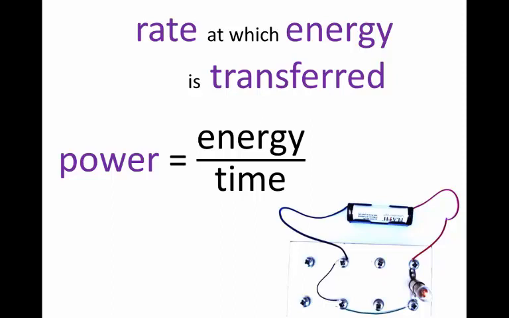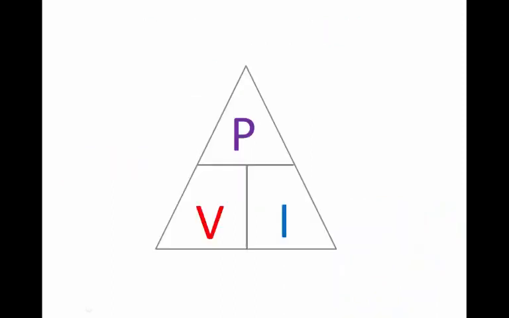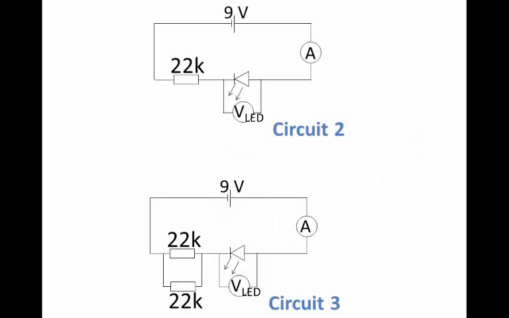Power is the rate at which energy is transferred. Power determines the brightness of an LED or bulb. We can calculate the power dissipated through an LED by multiplying the potential difference across the LED by the current strength through the LED. Let's compare circuits 2 and 3.